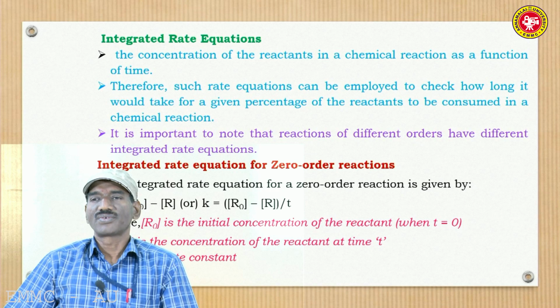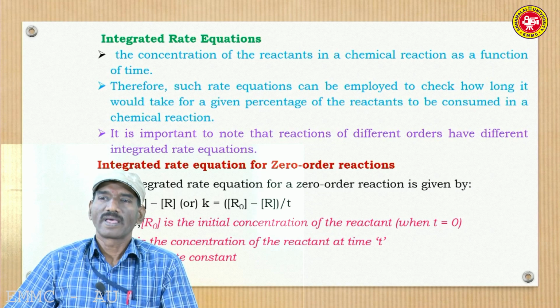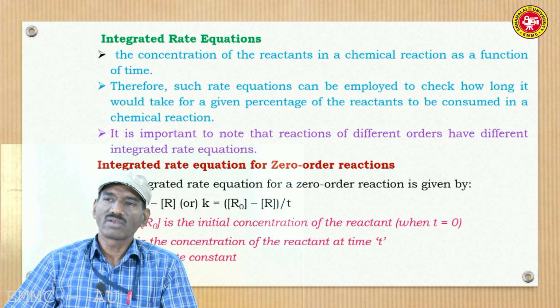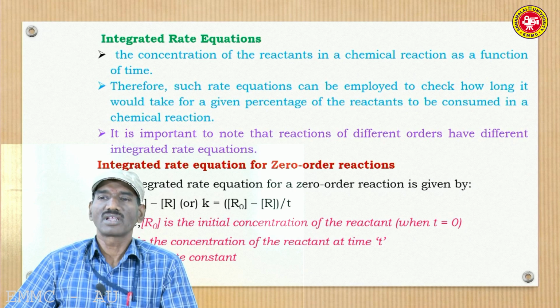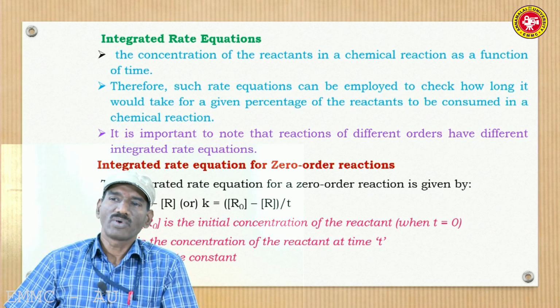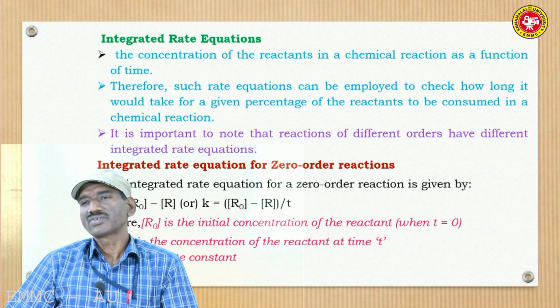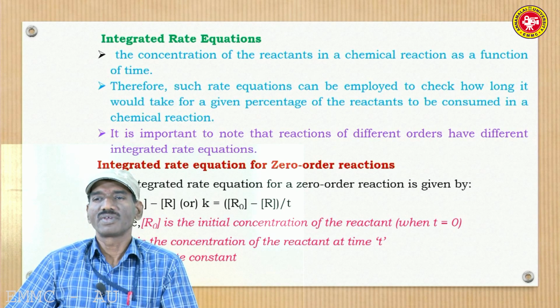Integrated rate equations give the concentration of reactants in a chemical reaction as a function of time. Therefore, such rate equations can be employed to check how long it would take for a given percentage of the reactant to be consumed in the chemical reaction. So, it is important to note that reactions of different order have different integrated rate equations.